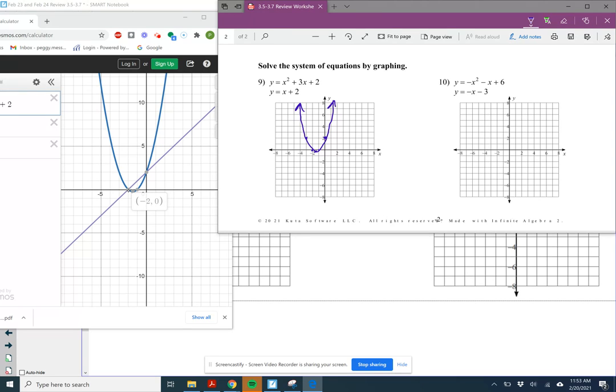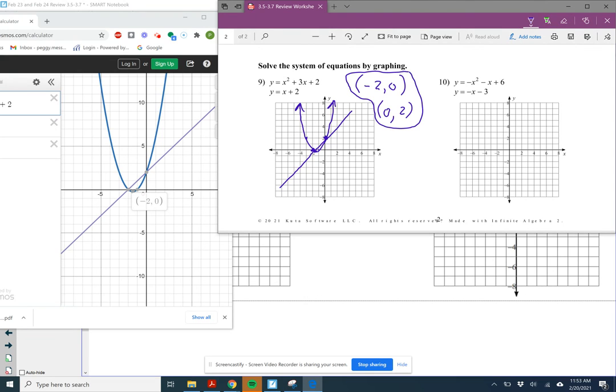So there's my quadratic. My line is a slope of 1. Y equals x plus 2 has a slope of 1. It's going through here at -2, 0. It's going through there at 0, 2. And those are the only 2 places where the line and the quadratic are going to intersect. So on our paper, we're going to write down for our solution, -2, 0 is one of the intersection points. The other intersection point is 0, 2. And we are finished with problem number 9.